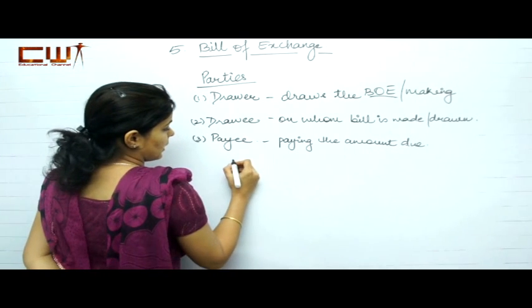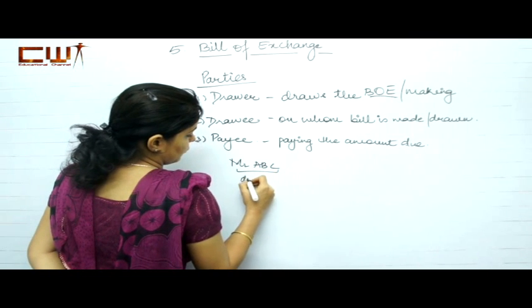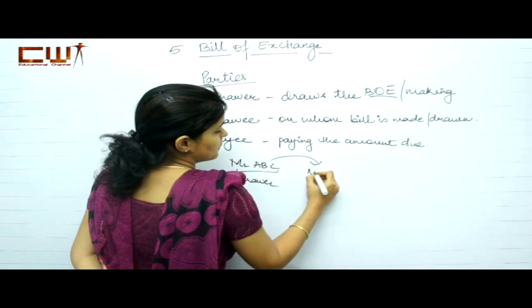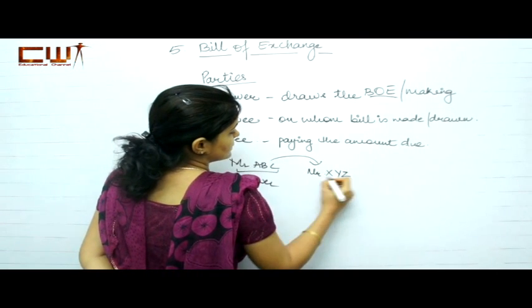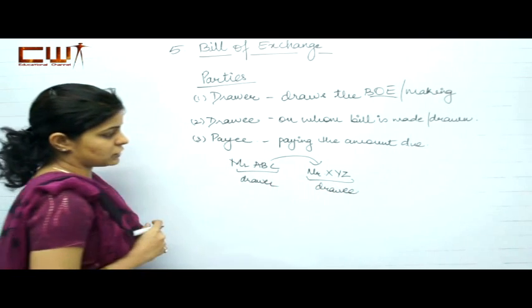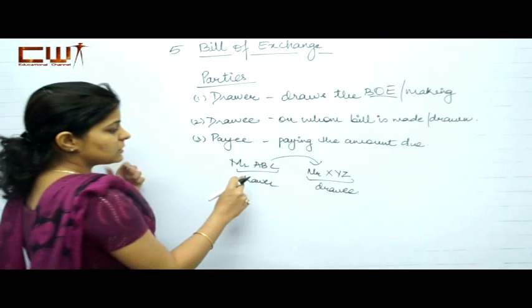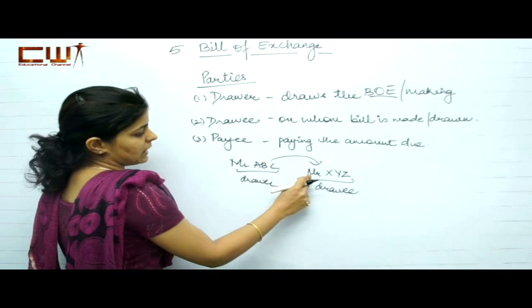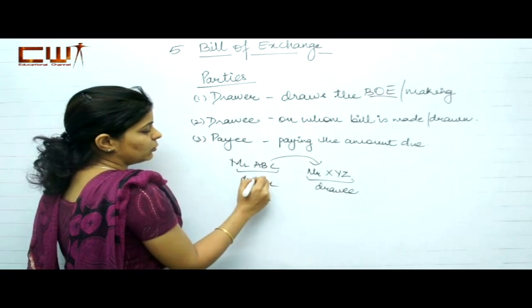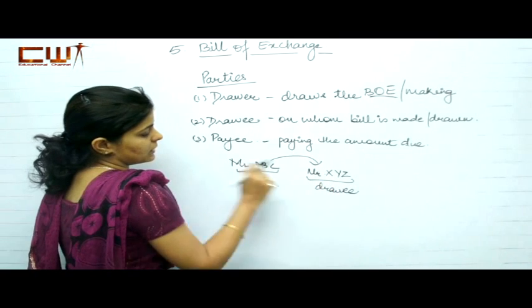Suppose the drawer is Mr. ABC, who has to receive payment from Mr. XYZ. And he is drawing the bill of exchange on him. Right? The drawer is the person who is drawing the bill. Mr. ABC has to receive payment from Mr. XYZ, so Mr. ABC is drawing a bill on XYZ. So the one who is drawing the bill is known as the drawer. The one upon whom the bill is drawn is known as the drawee.